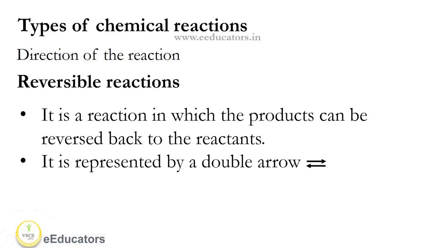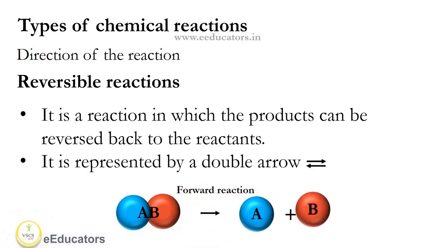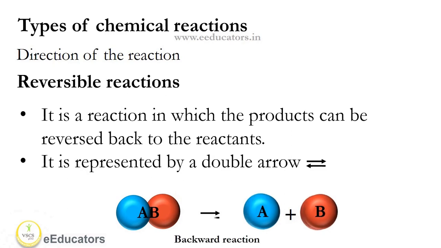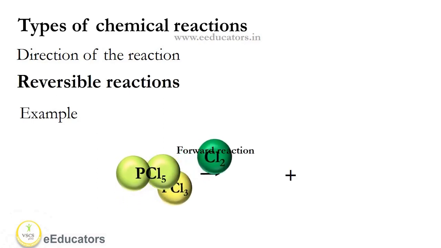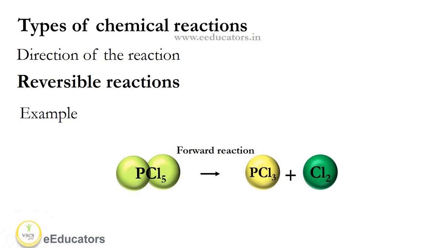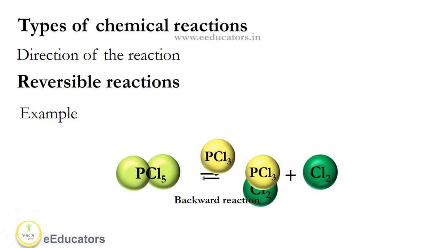Schematic representation of reversible reactions. Let us take a compound AB which decomposes to form the products element A and element B in the forward reaction. The formed products element A and element B will combine together to form the compound AB. Let us take the compound phosphorus pentachloride, which decomposes to form the products phosphorus trichloride and chlorine in the forward reaction. The formed products phosphorus trichloride and chlorine will combine together to form phosphorus pentachloride.